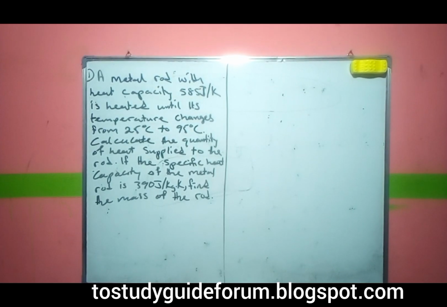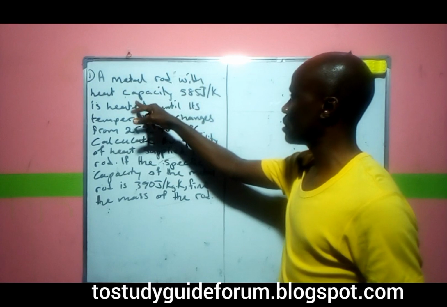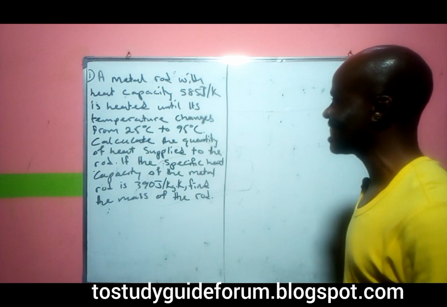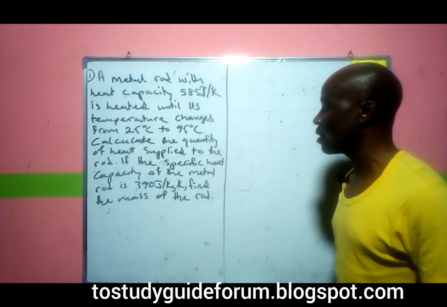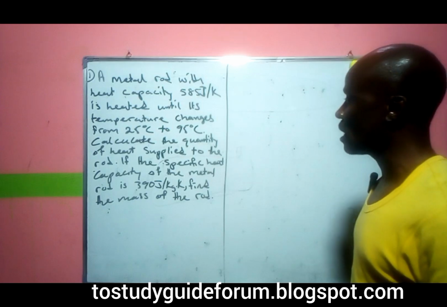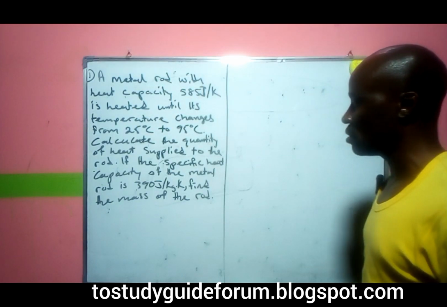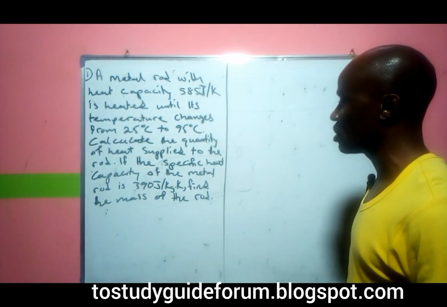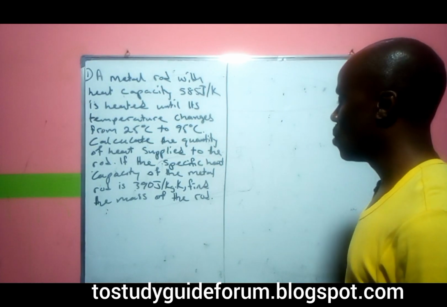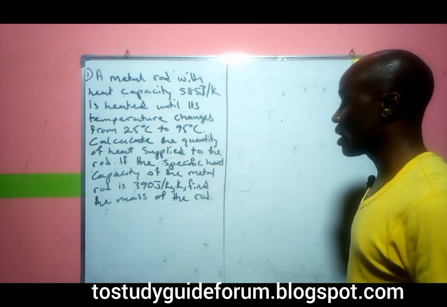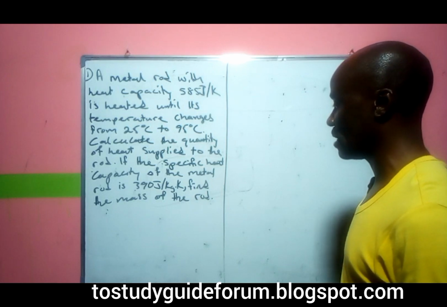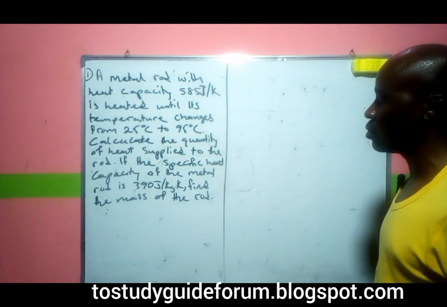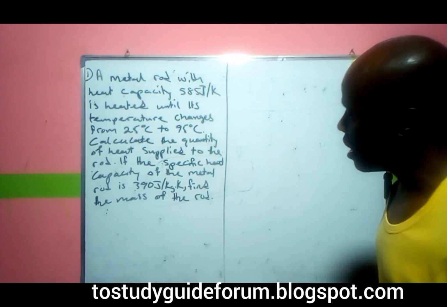So the first question we'll be looking at says that a metal rod with heat capacity of 585 joule per Kelvin is heated until its temperature changes from 25 to 95 degrees Celsius. Calculate the quantity of heat supplied to the rod. Then the next question is, if the specific heat capacity of the metal is 390 joule per kilogram per Kelvin, find the mass of the rod. Now, you notice that we have two questions here to take care of. The first one is the quantity of heat supplied.